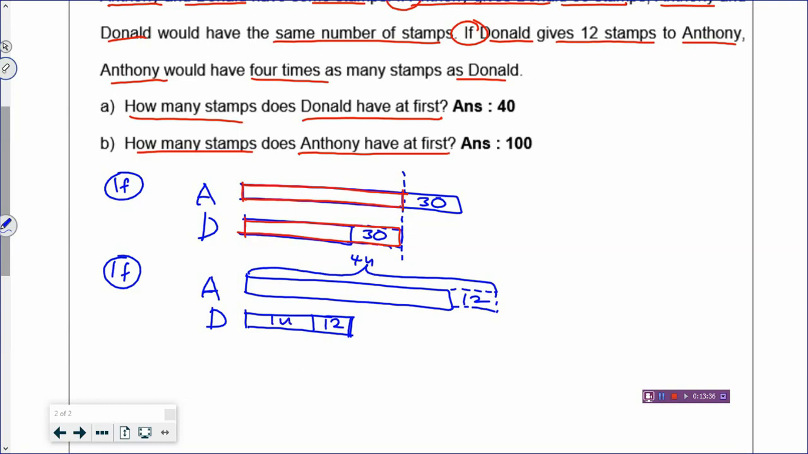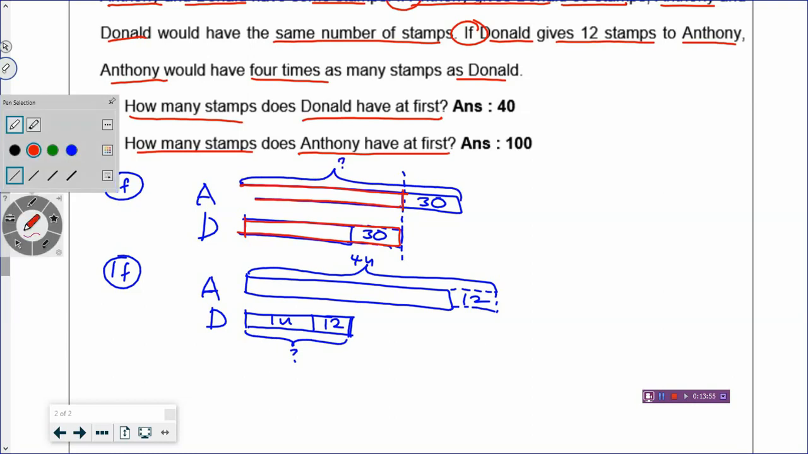So how many stamps does Donald have at first? So your question mark will be here. All right, Donald has how many at first? And how many stamps does Anthony have at first? You make sure you put your question mark in the right place, which is over here. Okay, so it's important to put your question mark carefully and correctly at the right place. Okay, and your model is done.